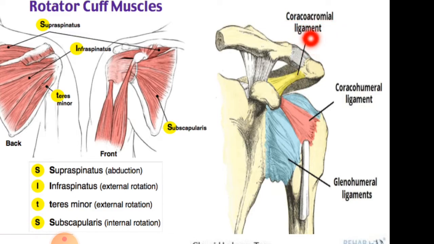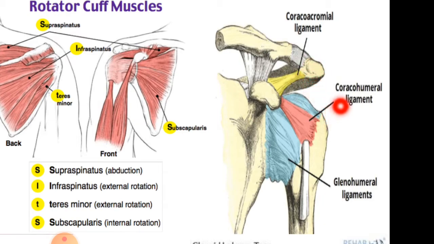Next, we have the ligaments that also provide stability to the shoulder joint, and these are the coracoacromial ligament. By the name, you can guess that this ligament is arising from the coracoid process of the scapula and inserting into the acromial process of the scapula. This beak-like process here is the coracoid process, and it is inserting into the acromial process.